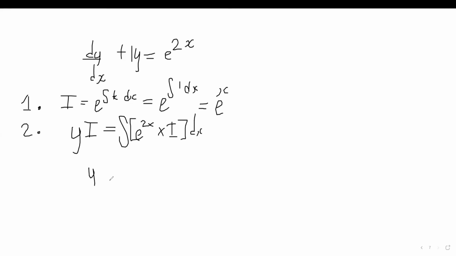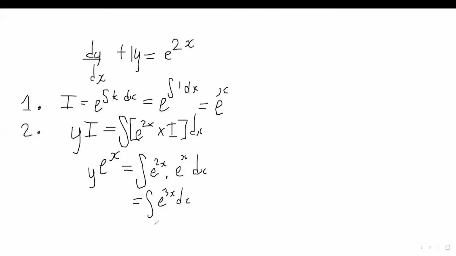So this is then just going to be y times e to the x, because that's our integrating factor, and that's equal to the integral of e to the 2x times e to the x. But we know that e to the 2x times e to the x is e to the 3x. So what we're literally integrating is e to the 3x.